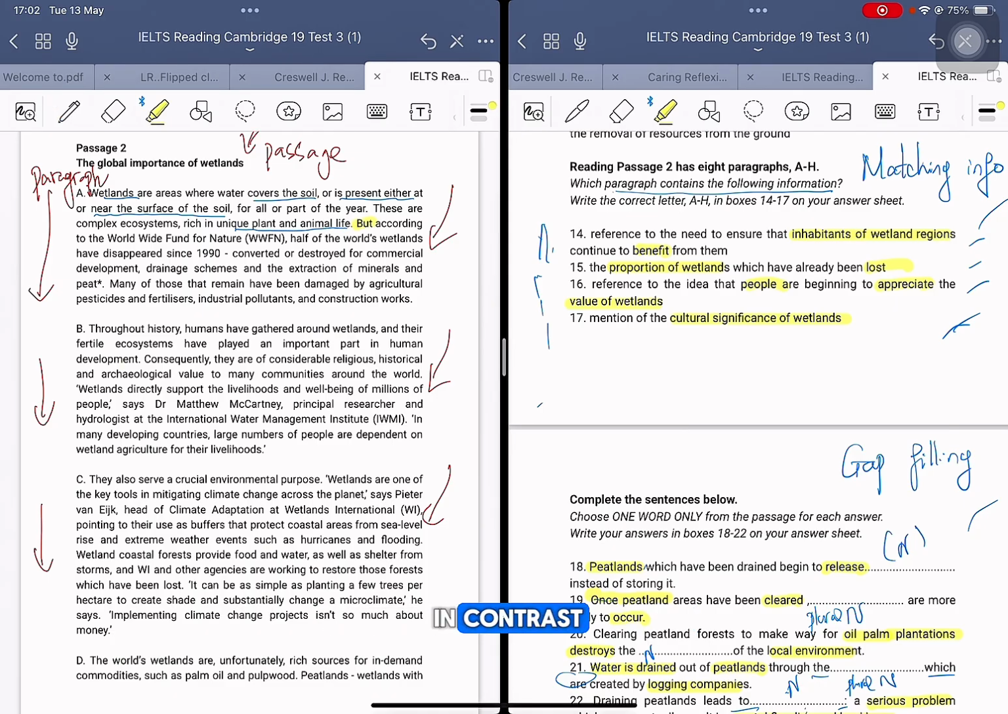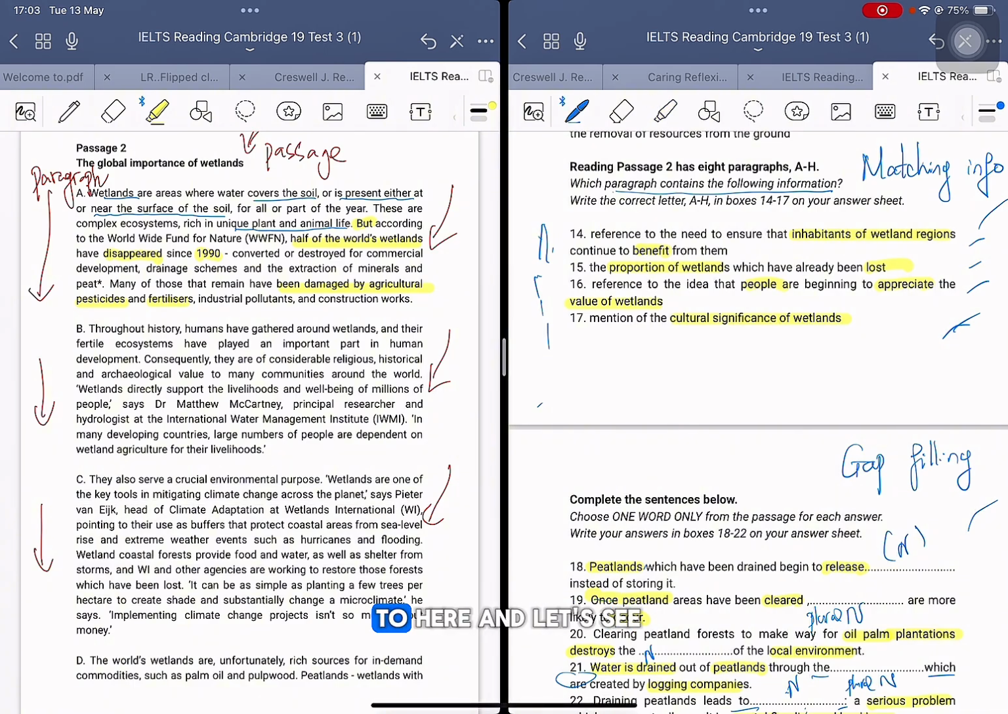It says something in contrast. According to the text, half of the world's wetlands had disappeared. Many of those that remain have been damaged by agriculture, pesticides, and fertilizers. Okay, so that's all about paragraph A, right?